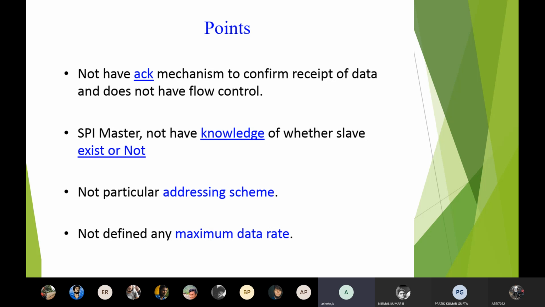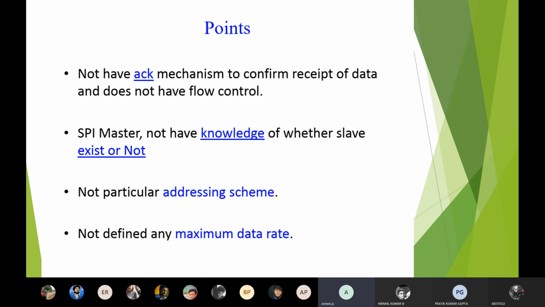Also, the master doesn't have knowledge of whether the slave is available or not. Why? Because there is no acknowledgement. If I transfer the data, how will it know whether the slave exists or not? That is another drawback here. And there is no particular addressing scheme. It's like point-to-point communication, so I select any one of the slaves and transfer the data. That's it. Communication addressing is not available.